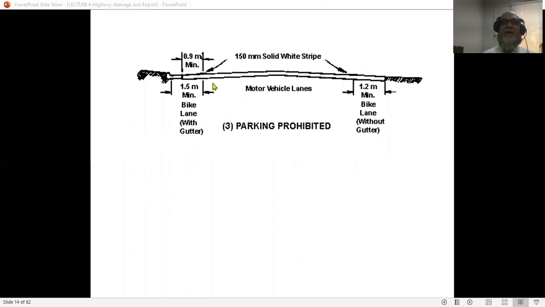So this is a typical example of a curbed section. You can see this is a curb stone and there is a depression in it. On both sides of the road, obviously, parking is permitted. So on this side you may not provide a gutter, but on this side you provide a gutter.